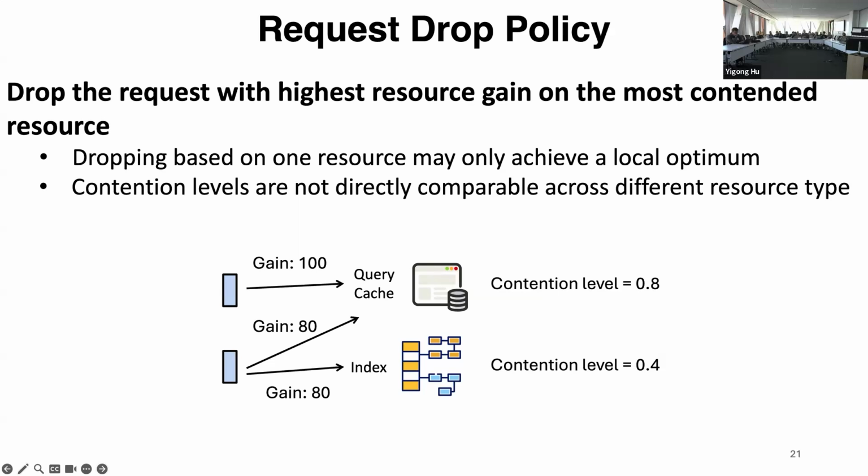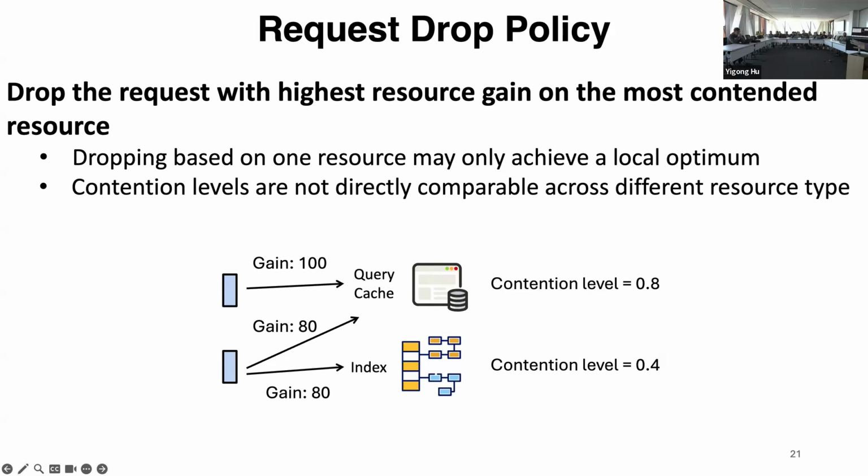For example, let's say here we have two resources, the query cache and the index. The first request has a resource gain of 100 in the query cache. The second one has 18 on the query cache and 18 on the index. How do we know which one can bring the most performance benefit to the end-to-end system? It's very hard to know because these two variables are not comparable. The resource gain in the query cache is not comparable with the resource gain in the index.